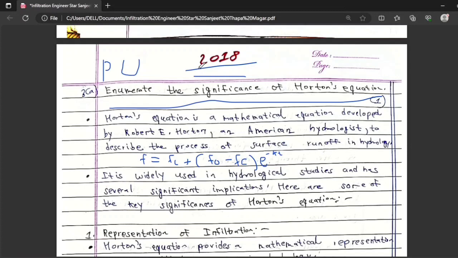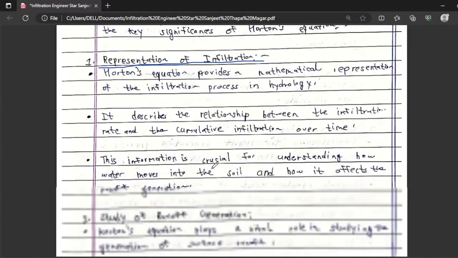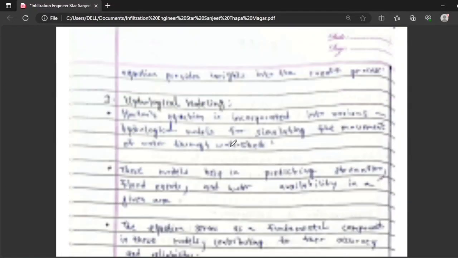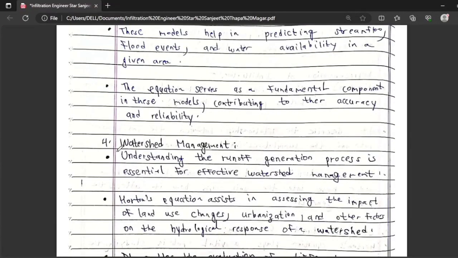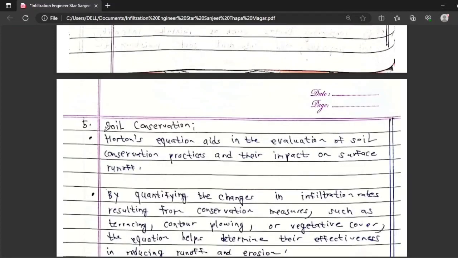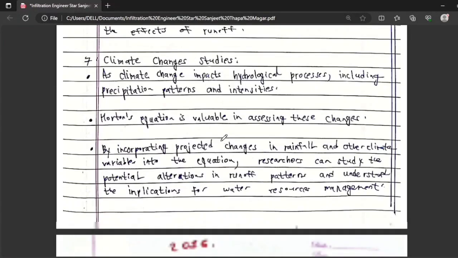In 2018, it was asked in only 1 mark, so we should not explain, but write only the points. One is representation of infiltration. Second is study of runoff generation. Third is hydrological modeling. Fourth is watershed management. Fifth is soil conservation. Sixth is engineering applications. Seventh is climate change studies.